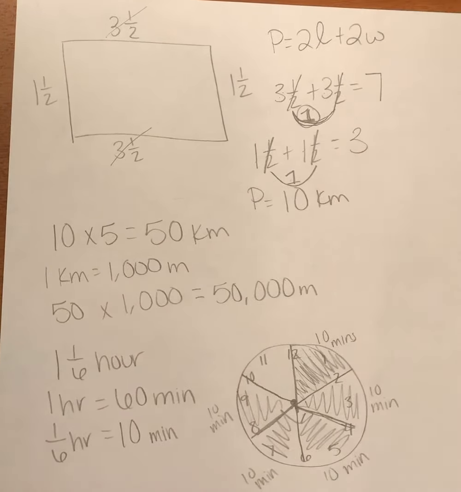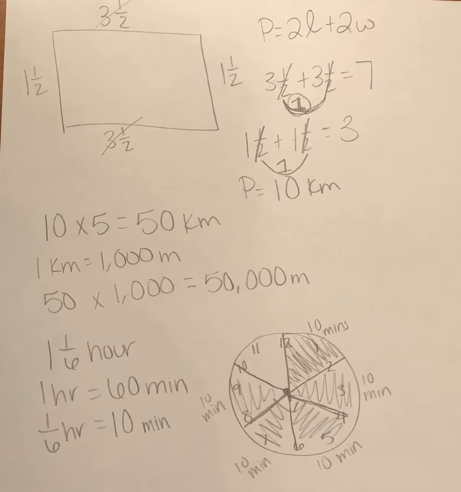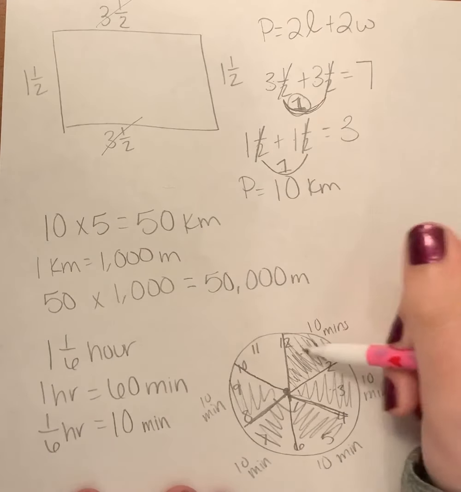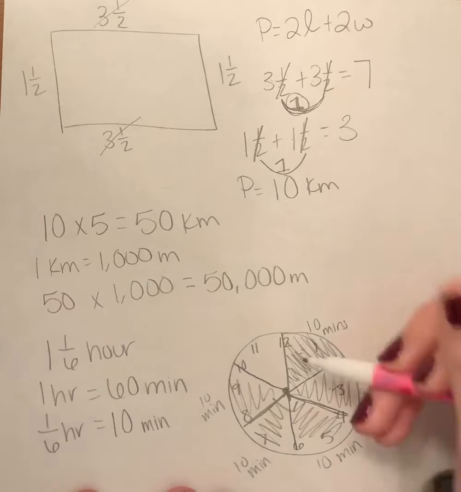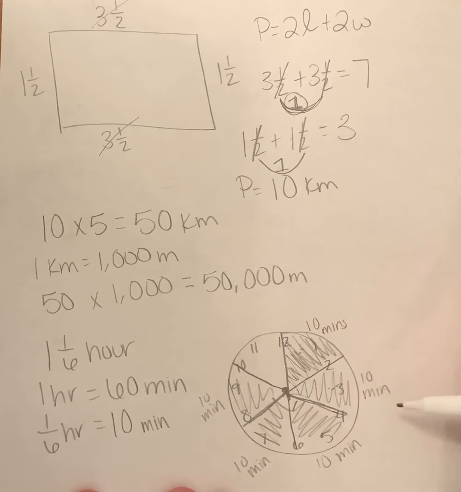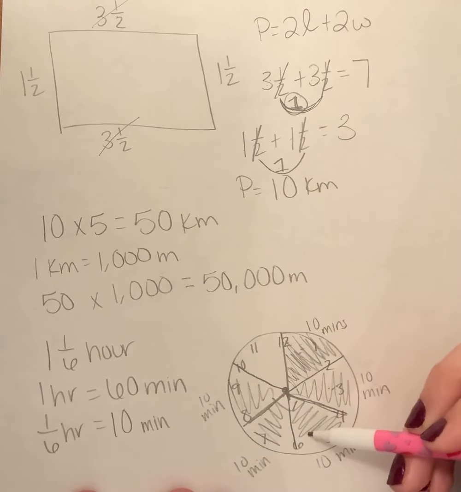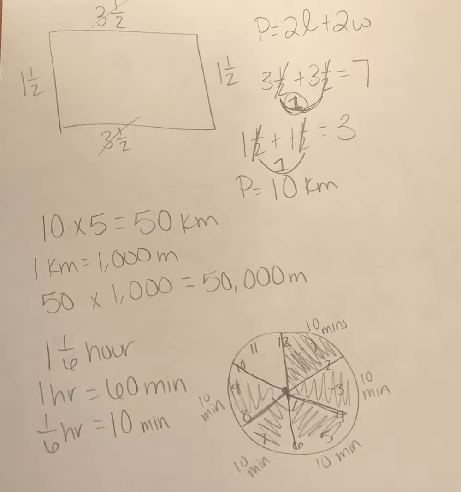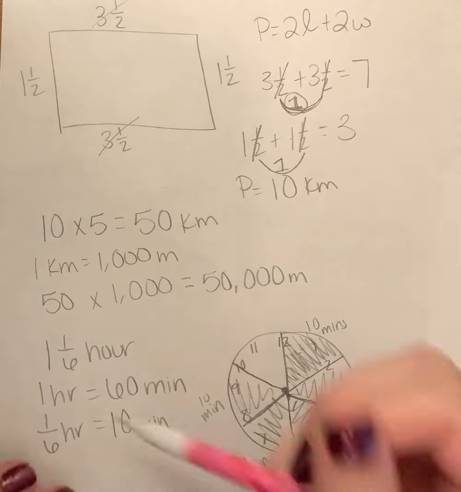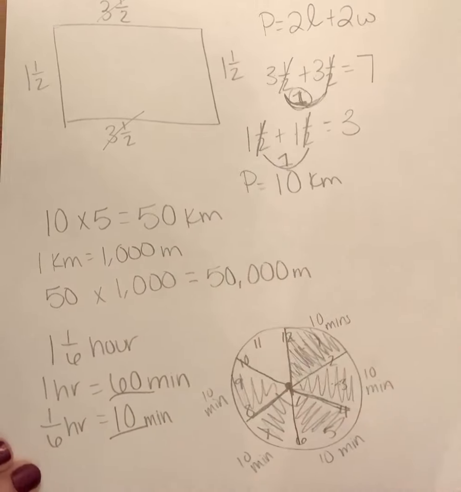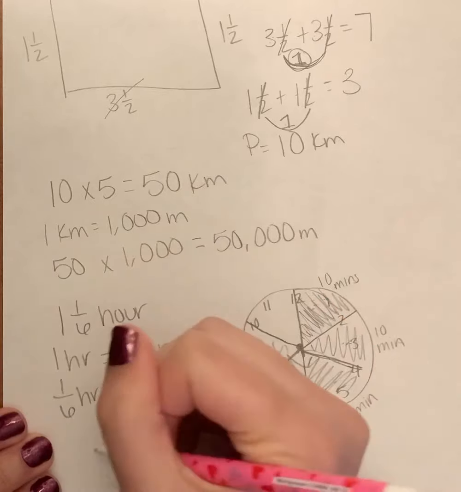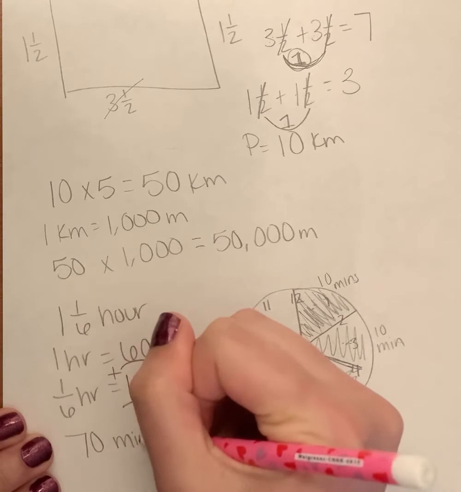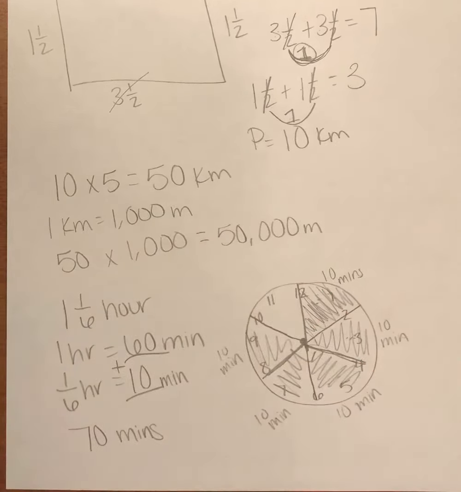Okay, just to talk through it, if I was talking about 2/6 of an hour, so 2 of these, how many minutes would have gone by? Well, 10 minutes plus 10 minutes gives me 20 minutes. 3/6 of an hour, 10 plus 10 plus 10 would give me 30 minutes. So keep that in mind when you are doing your worksheet. So I have 60 minutes plus 10 minutes. So if I add those two together, I would get 70 minutes. So I would know it takes me 70 minutes to walk around 1 time.